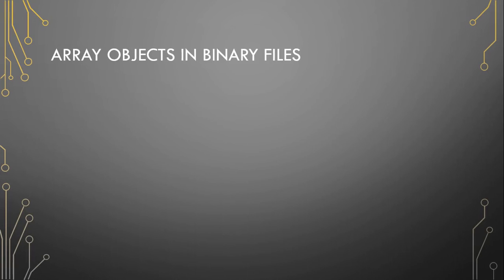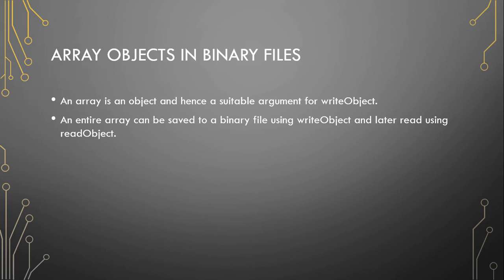All right, and our last thing to wrap us up here is how to handle array objects in binary files. Now, if you recall, an array is an object. It's a collection of different data types. So it could be a collection of strings, a collection of chars, a collection of ints, etc. Therefore, it makes it a very suitable argument to use things like writeObject for.